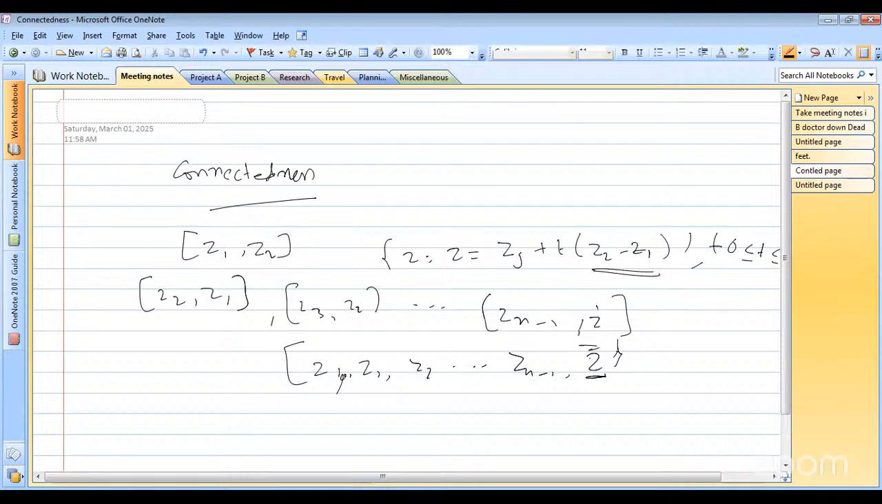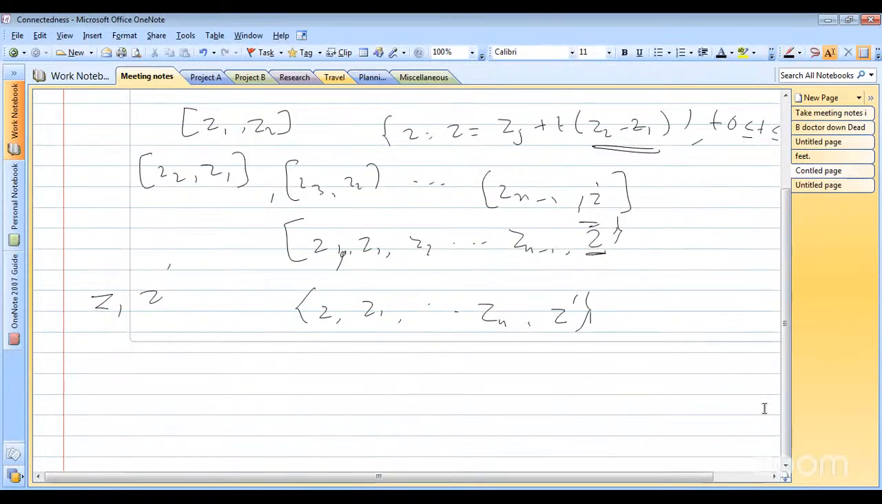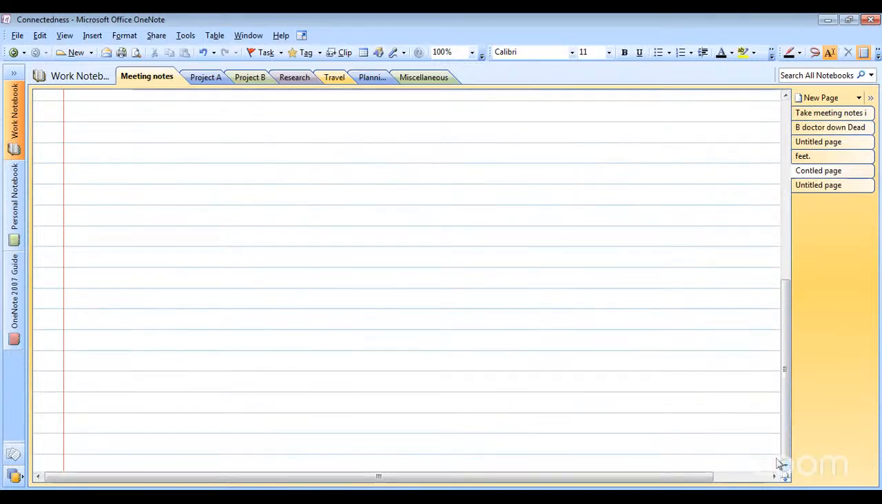Another definition: we call a set polygonally connected if for any two points z, z' there is a polygonal path z, z1, and so on, z(n-1), z' joining them, whose points are also contained in G. We can prove this as a theorem.